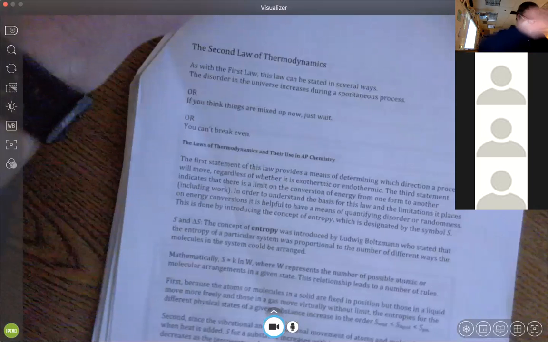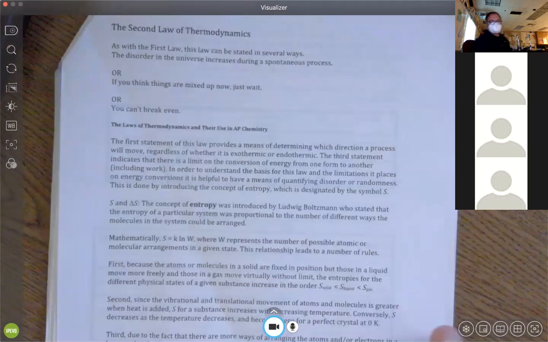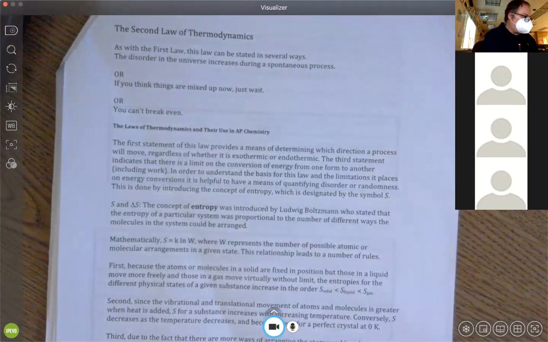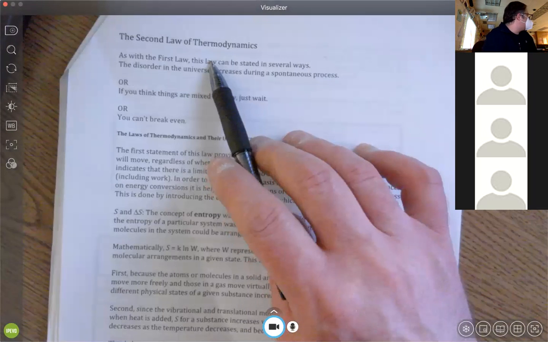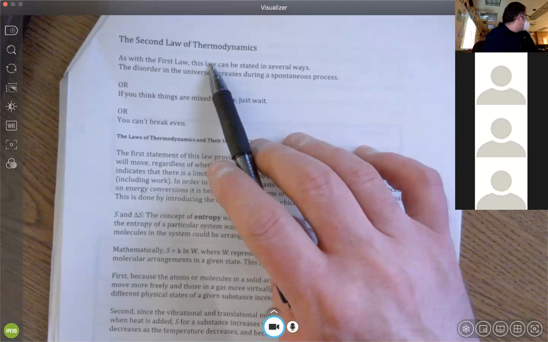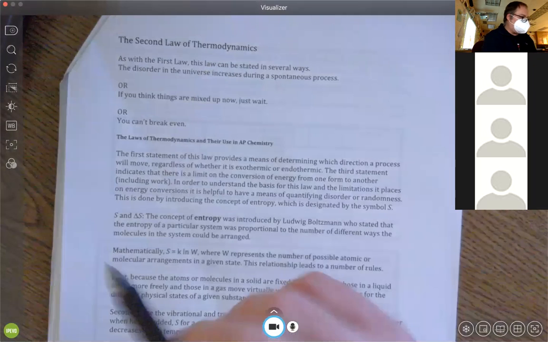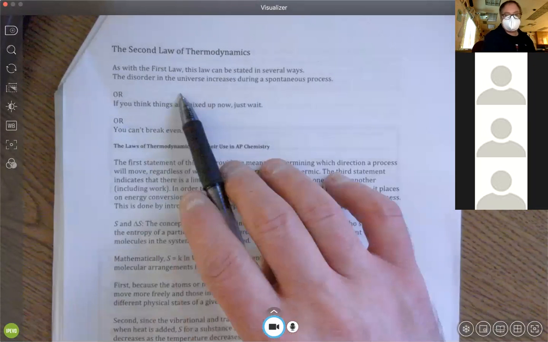All right, Gibbs free energy. We need to bring back that concept of entropy, which basically is disorder. The first law of thermodynamics is that energy cannot be created or destroyed. It can only be transferred. The second law of thermodynamics basically states that the disorder in the universe increases.